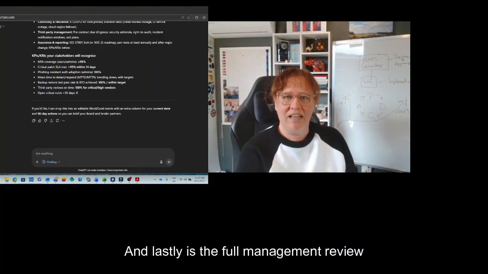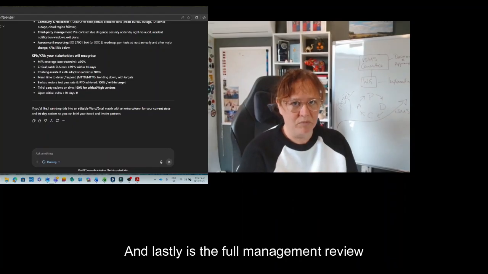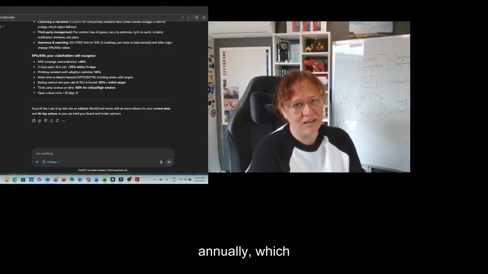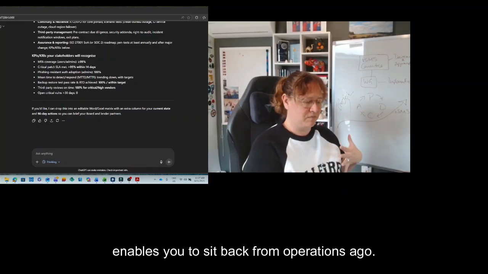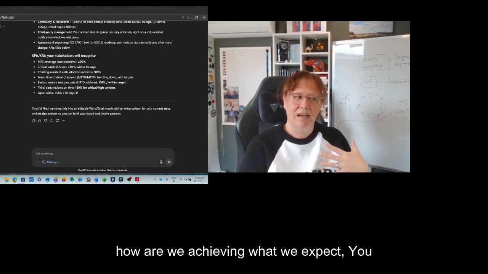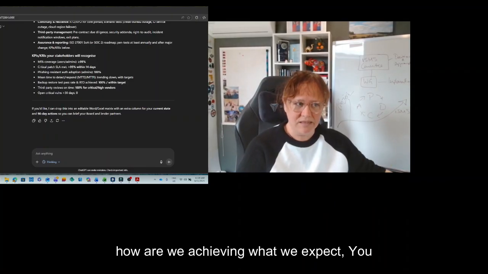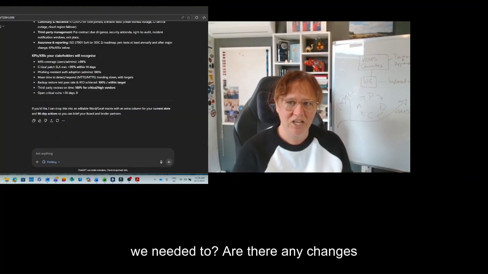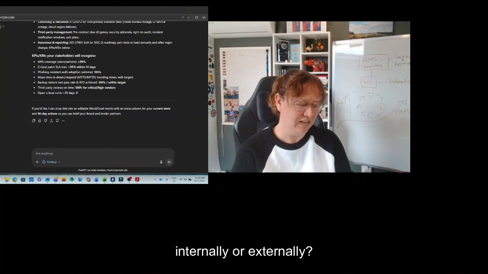And lastly is the full management review process. That should be done at least annually, which enables you to sit back from operations and go, okay, well, how are we achieving what we expect? Is the ISMS covering everything that we need it to? Are there any changes internally or externally?